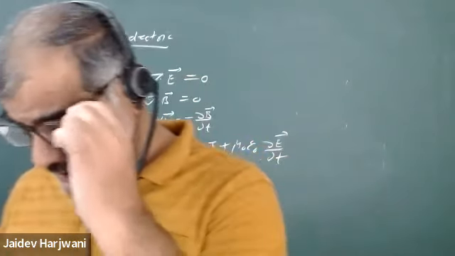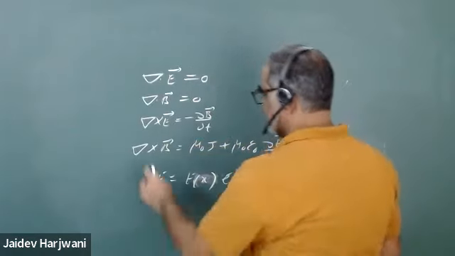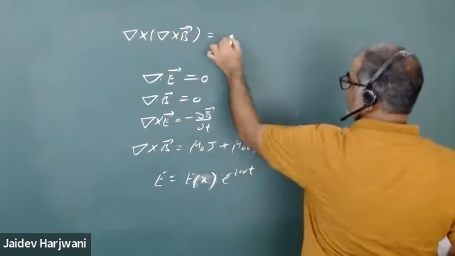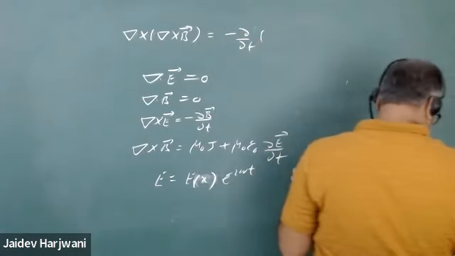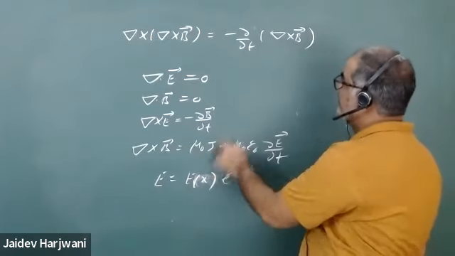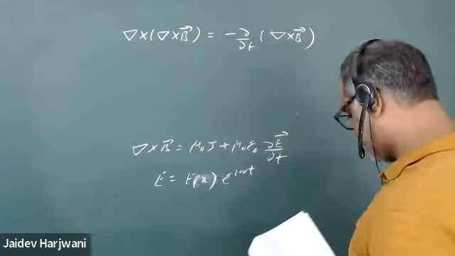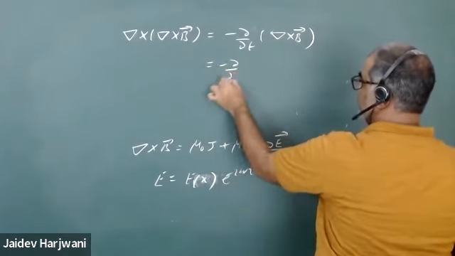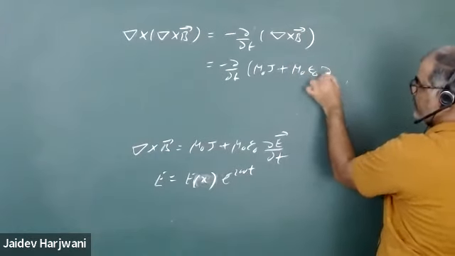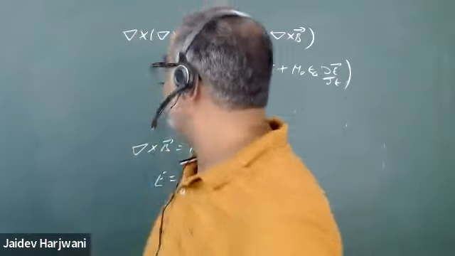You have done Maxwell equations. Now put these values here. Now we have this electric field, and I am taking the curl of this equation, del cross B. And we have del B upon del t, so I can write del upon del t into del cross B, and the value of del cross B I already have here, so I can put it here. So if we put these values here, this will become del upon del t of mu zero J plus mu zero epsilon zero del E upon del t. Now just simplify this equation.